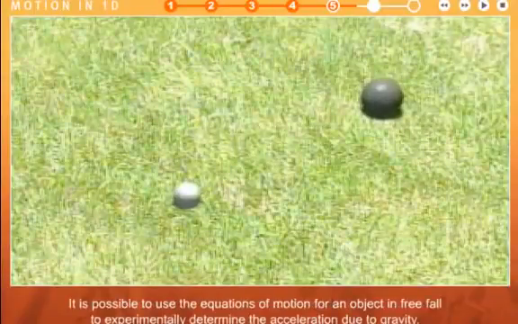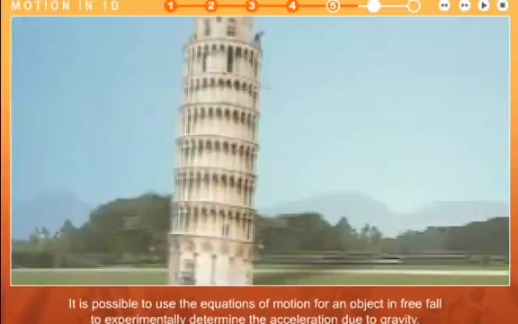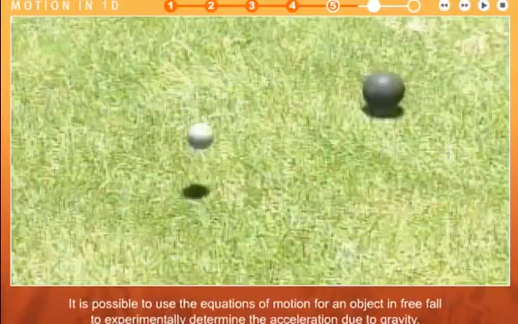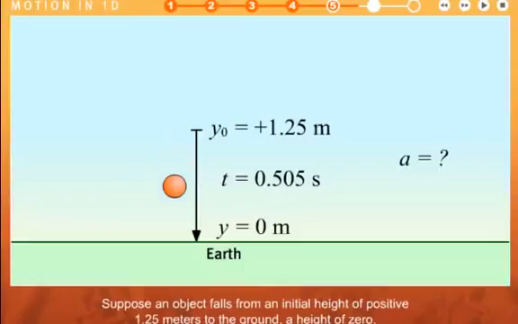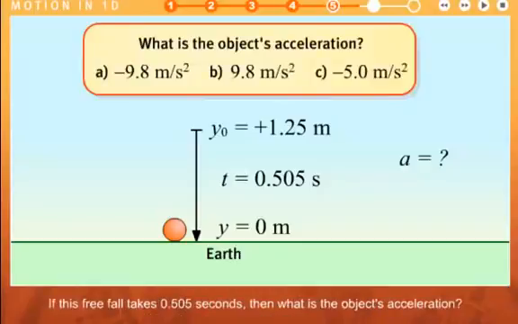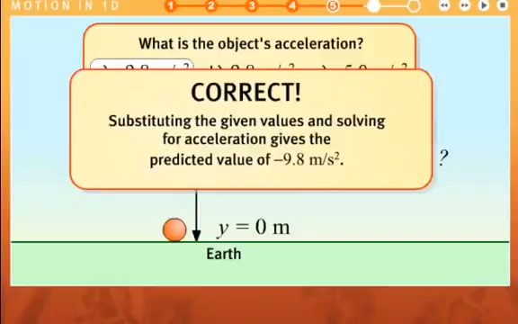It is possible to use the equations of motion for an object in free fall to experimentally determine the acceleration due to gravity. Suppose an object falls from an initial height of positive 1.25 meters to the ground, a height of 0. If this free fall takes 0.505 seconds, then what is the object's acceleration? Correct. Substituting the given values and solving for acceleration gives the predicted value of negative 9.8 meters per second squared.